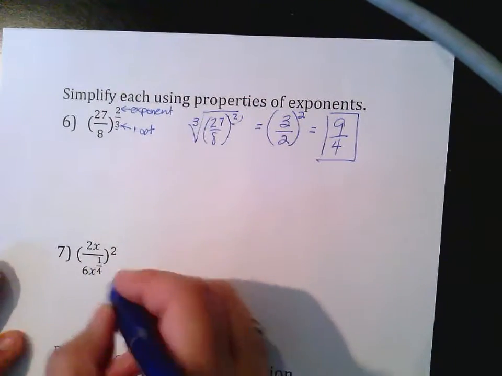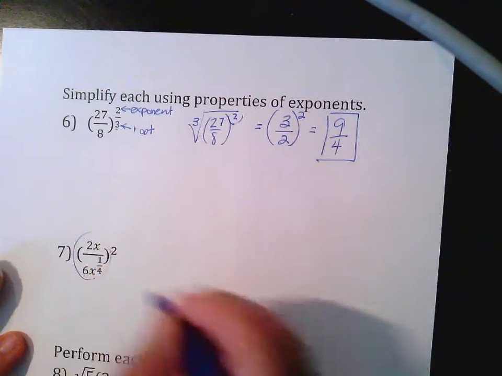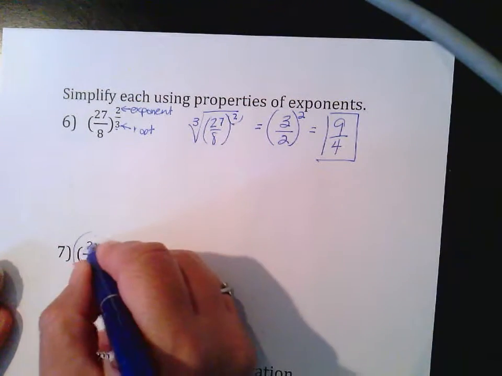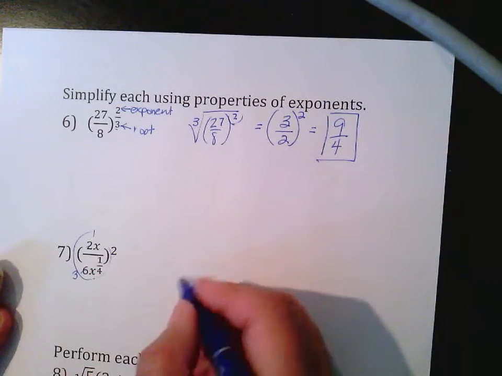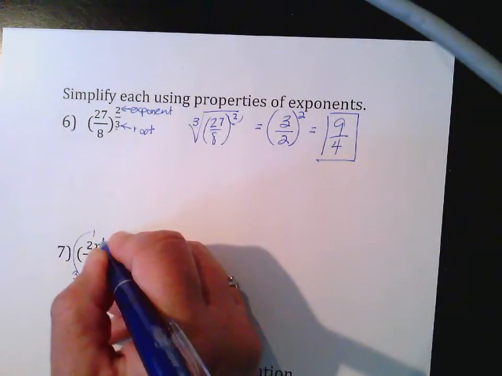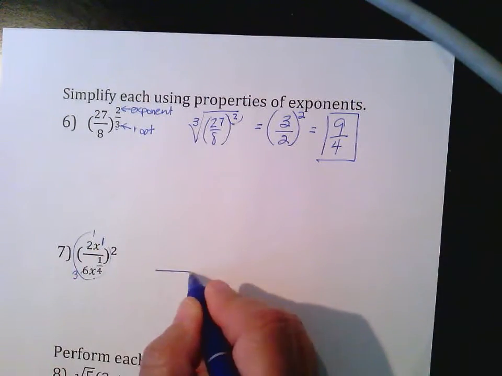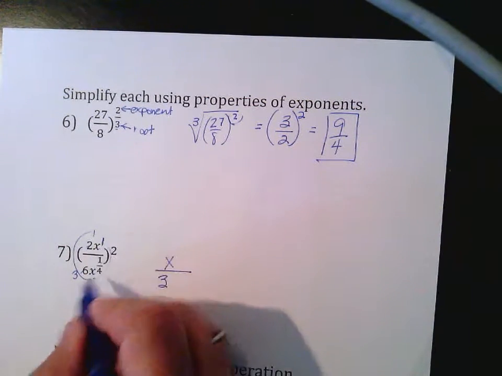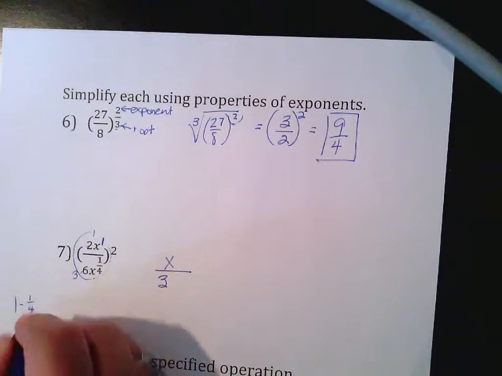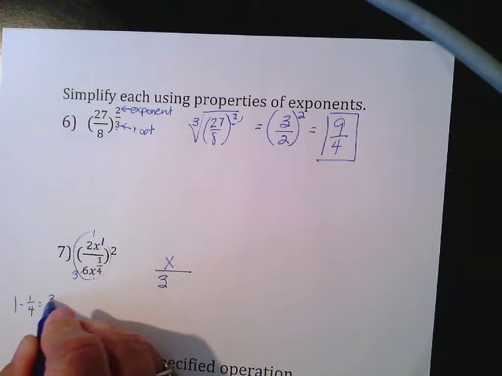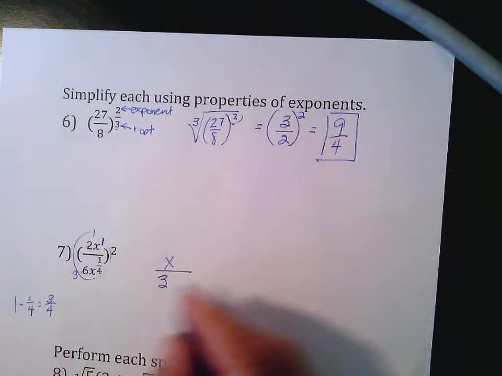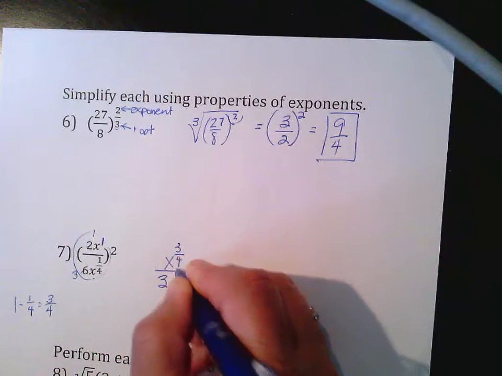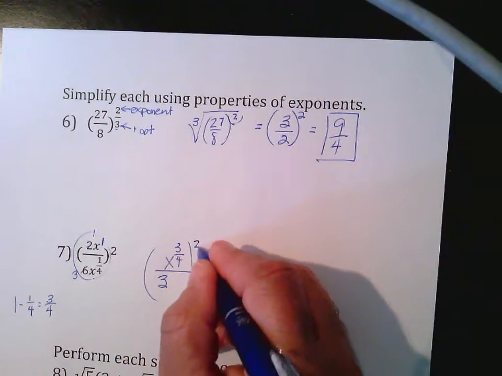Okay, here I'm going to simplify what's inside the parentheses first. 2 goes into both 2 and 6. 2 goes into 2 once, and 2 goes into 6 3 times. So I'm going to simplify that. This is x to the first. So I've got 3 in the denominator. And then my x, I'm going to take 1 minus 1/4, which is 3/4. So this is x to the 3/4 over 3, all of that squared.